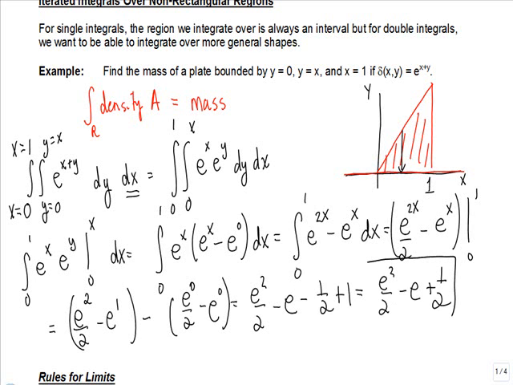And there's a variety of ways I could actually write the final answer. That's the exact answer. That is what I would expect you to be able to do.